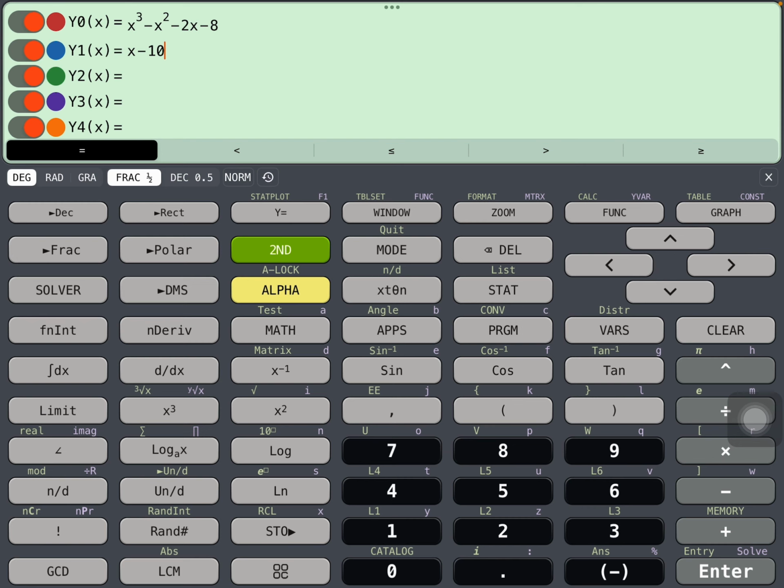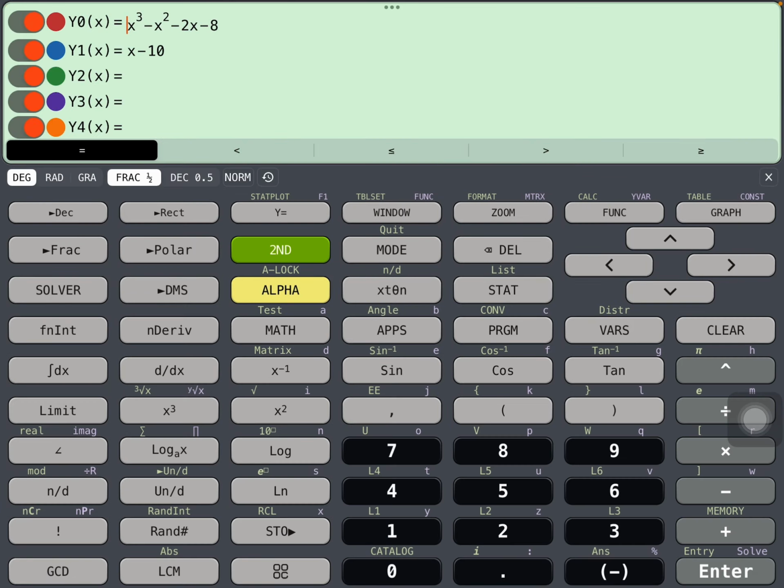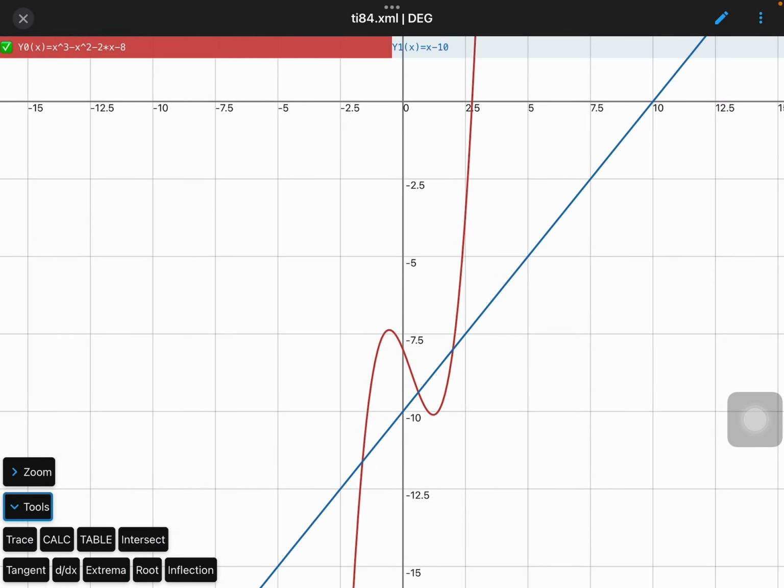In this video we're going to look at systems of equations graphically, and how to use the TI in order to find solutions. I've got a couple of different equations. One is a cubic polynomial here, the other is a linear equation. Press graph and we get these two.